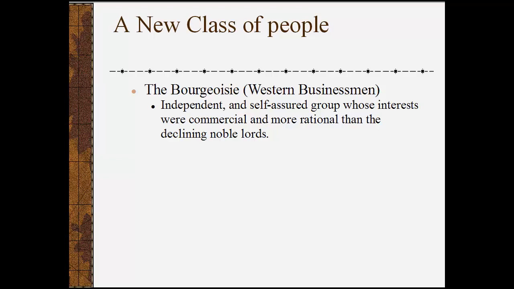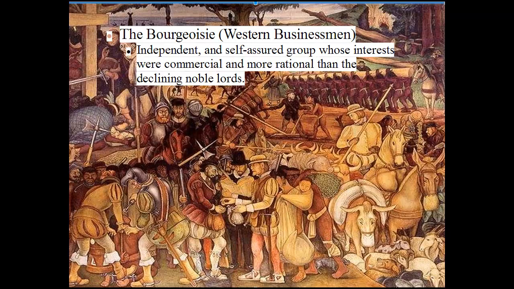This is a real important thing to keep in mind. This new trade created, slowly, and let me emphasize slowly, over hundreds of years, from the early 11th century up until the late 15th century, a new group of people considered the bourgeoisie, basically an independent and self-assured group whose interests were more commercial and more rational than the declining noble lords.